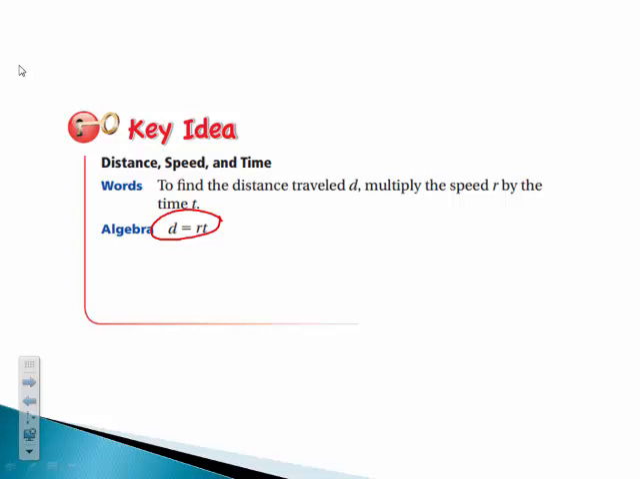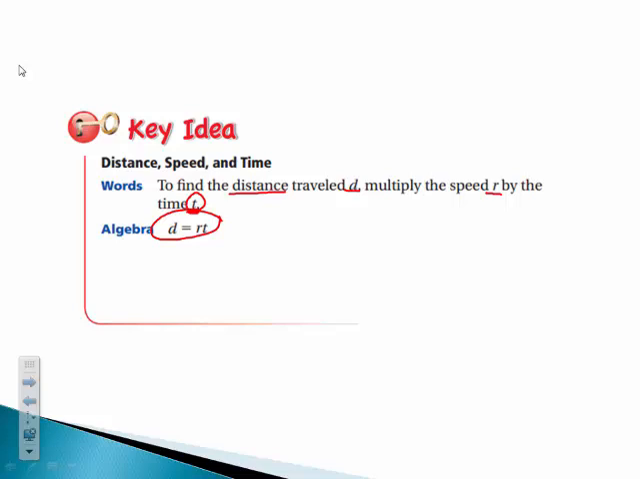So in words, we say to find the distance traveled, D stands for distance, multiply the speed, R. So R is the speed, because a speed, like miles per hour, as we learned in the last lesson, is just a rate. So R stands for rate, by the time T. So this is time T.